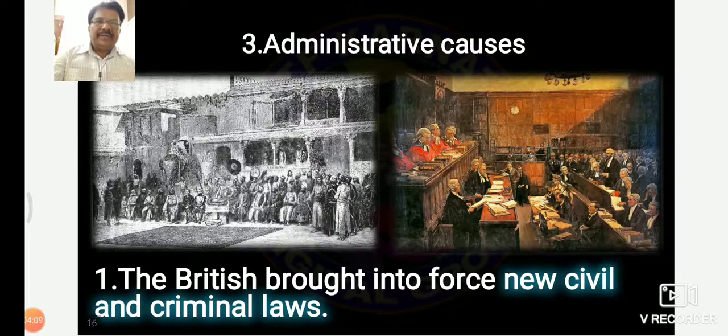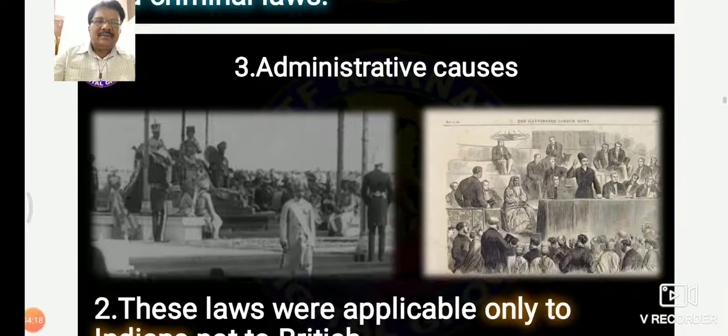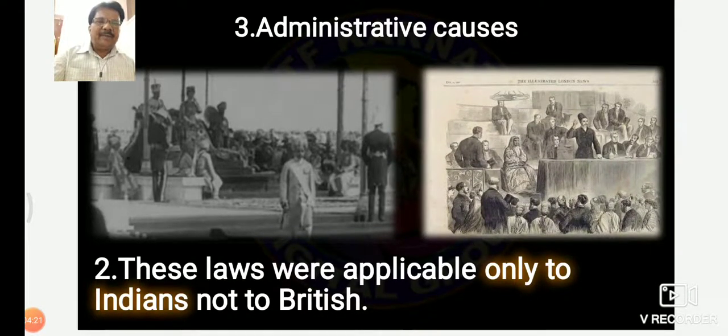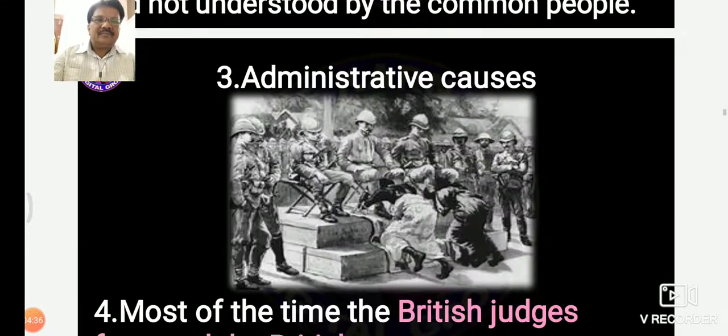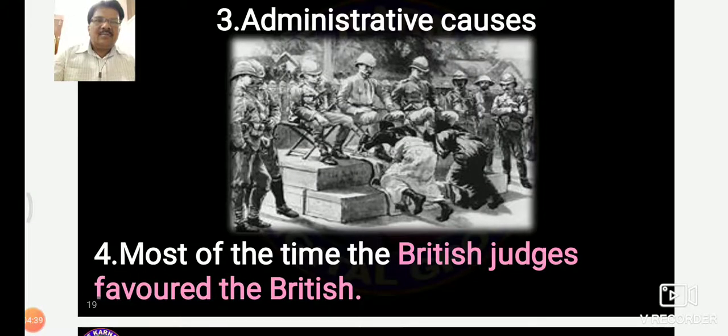Now, administrative causes. The British brought forth new civil and criminal laws and rule of law. These laws were applicable only to Indians, not to the British. English became the language of the court. So this English language, the common people could not understand. Most of the time, the British judges favored the British because most of the court's judges were British. That's why they always favored the British, not the Indians.